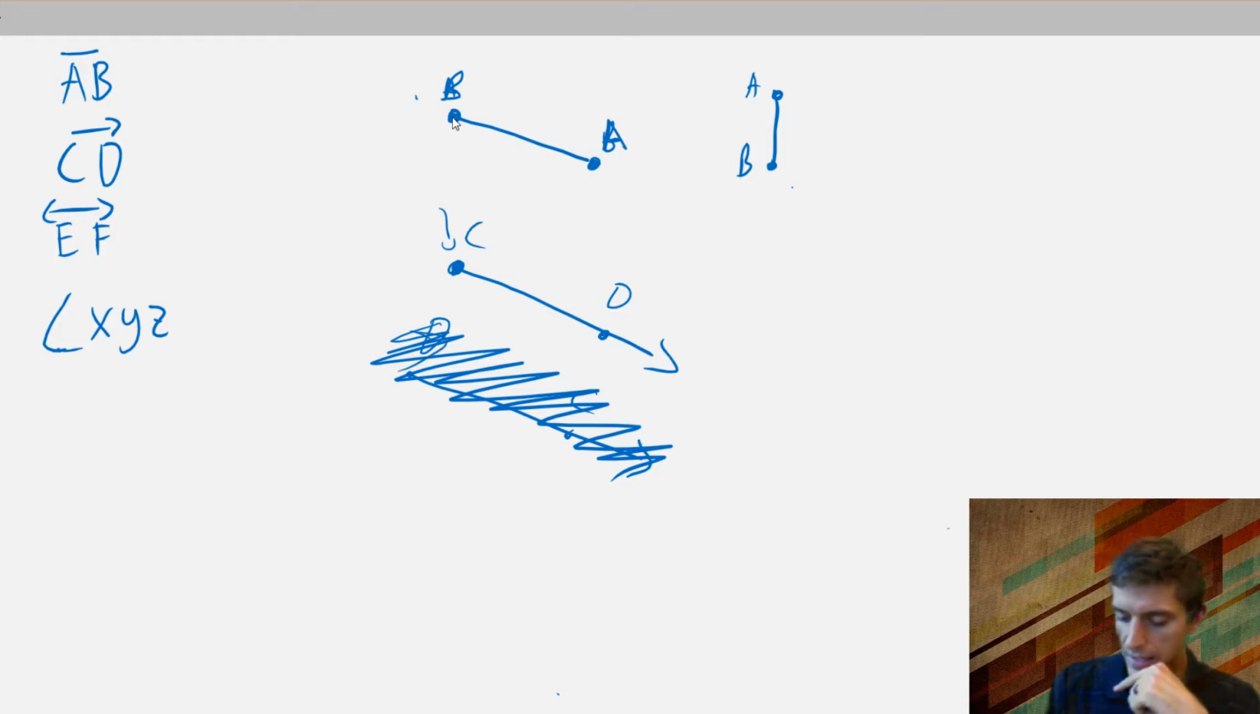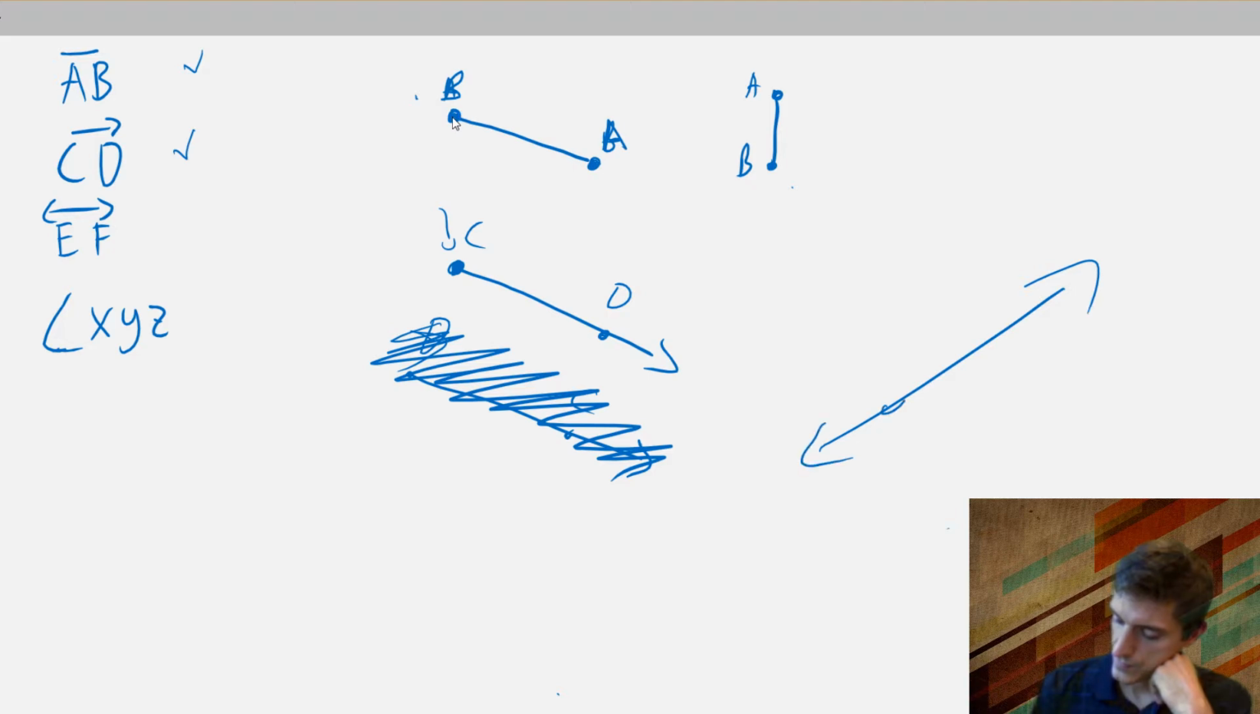Okay, EF. So we've got this one complete and this one complete. Line EF has arrows going in both directions. So I can label it like this. I could switch those letters, no problem. Lines go in both directions forever. So for that one, the order is not as important.